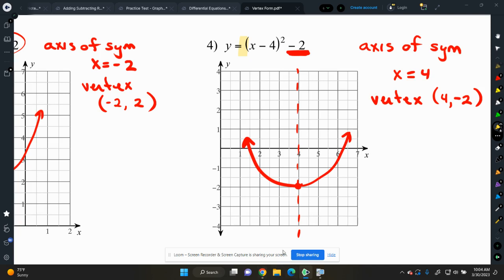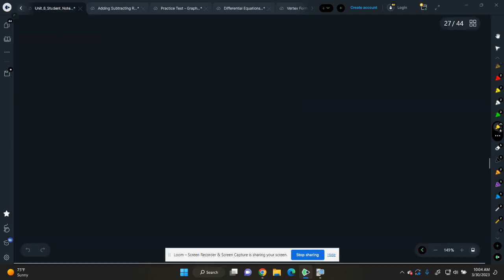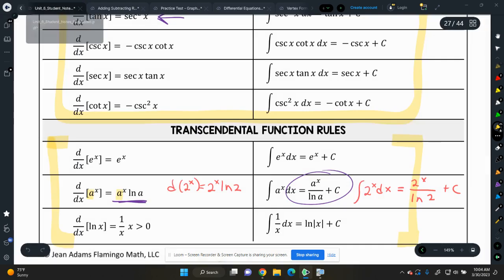Let's go back and I want to look at, if I can get over there. This is just not, come on. Come on. There it goes.